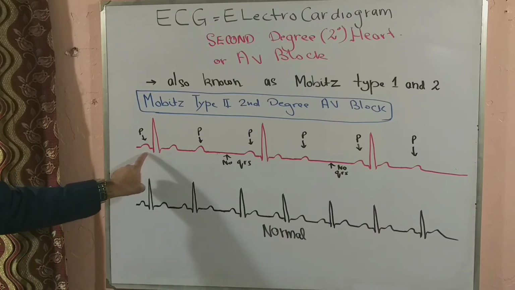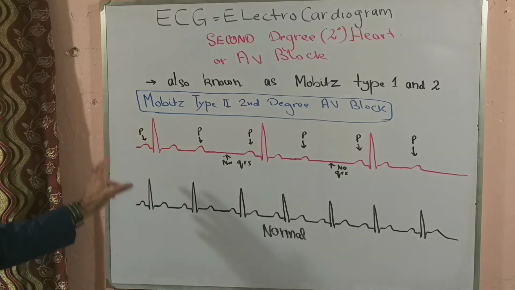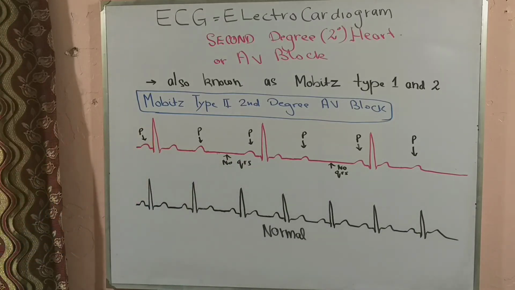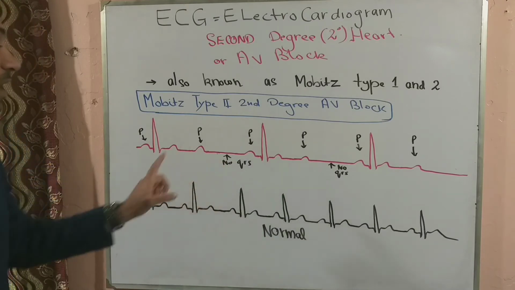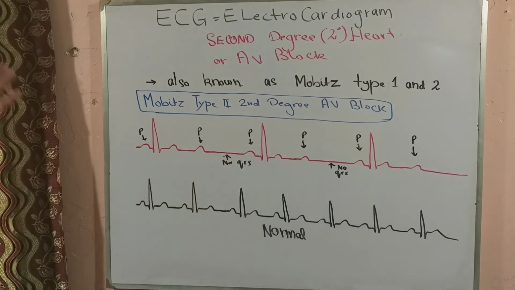So no change in the PR interval, but after every one normal QRS complex there will be a dropped QRS complex, or every now and then there will be a drop in the QRS complexes, or there will be no transmission of the impulse across the AV node. If you compare this normal ECG tracing with this Mobitz type 2 second degree heart block, which one is dangerous?